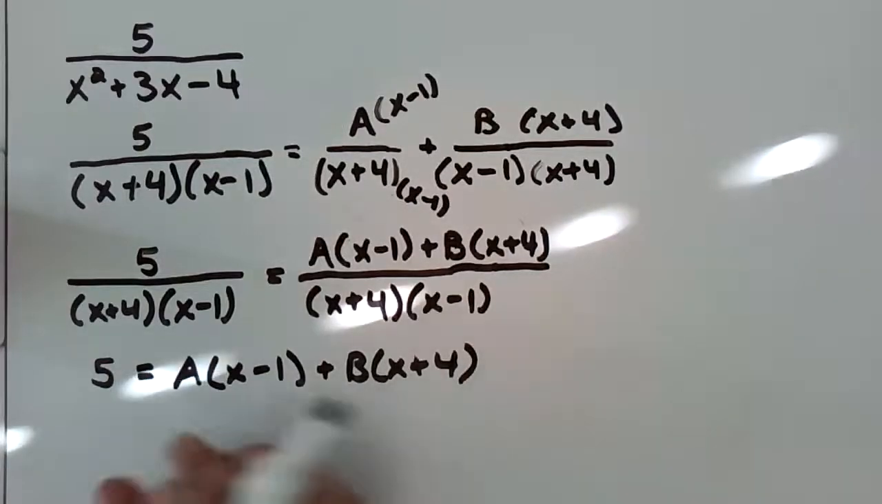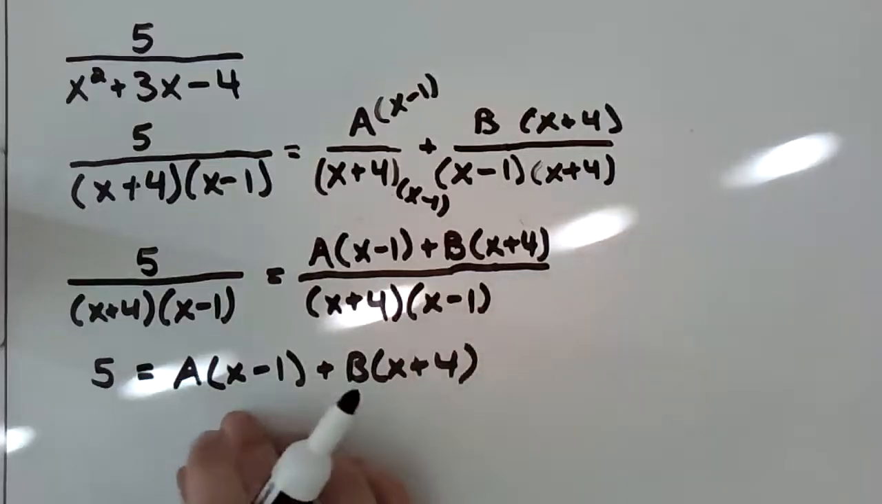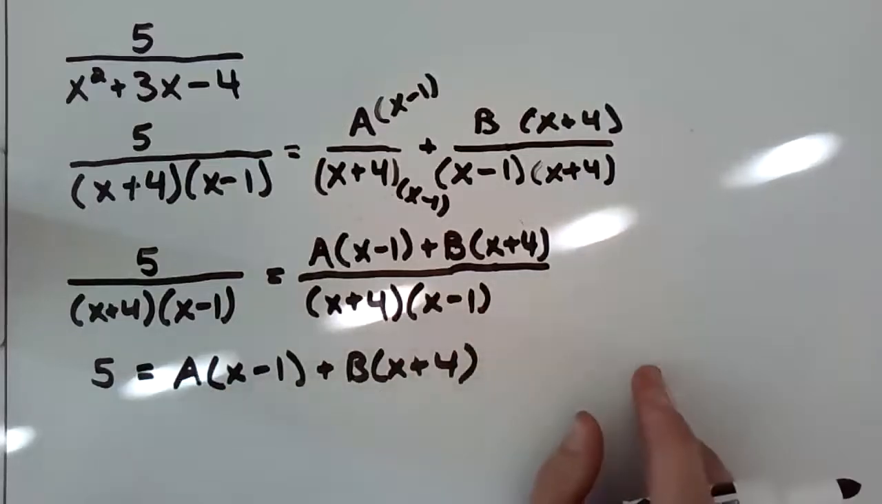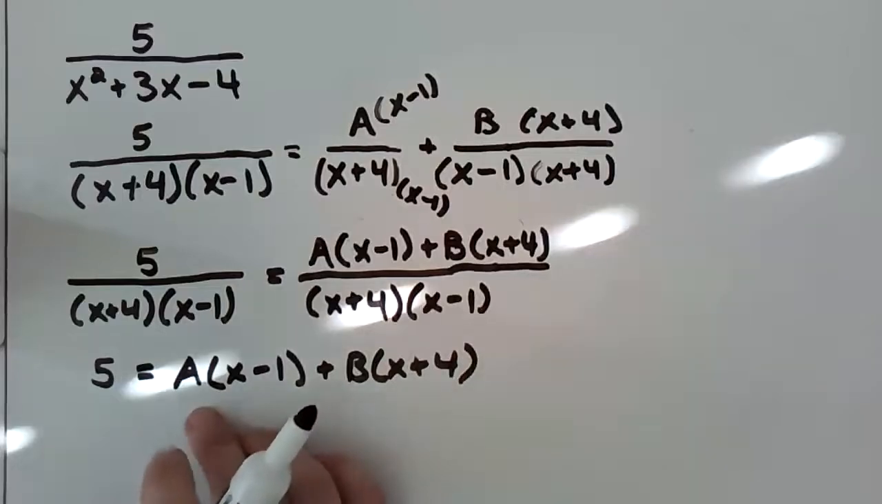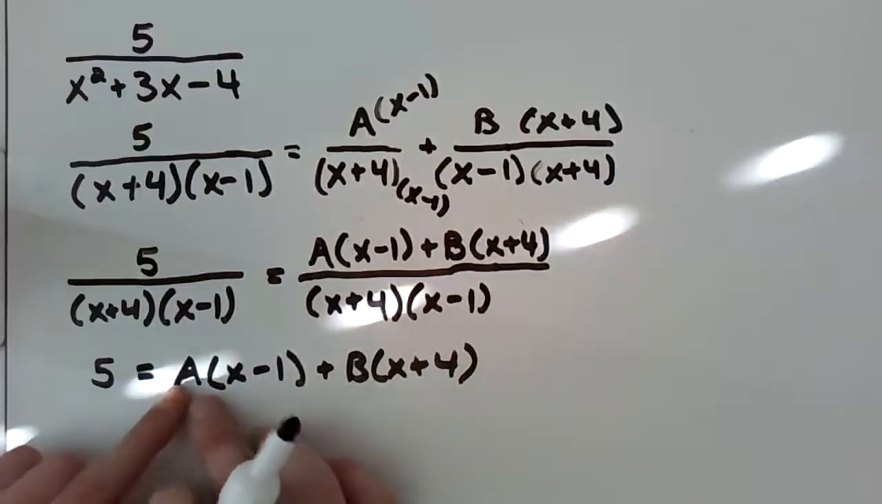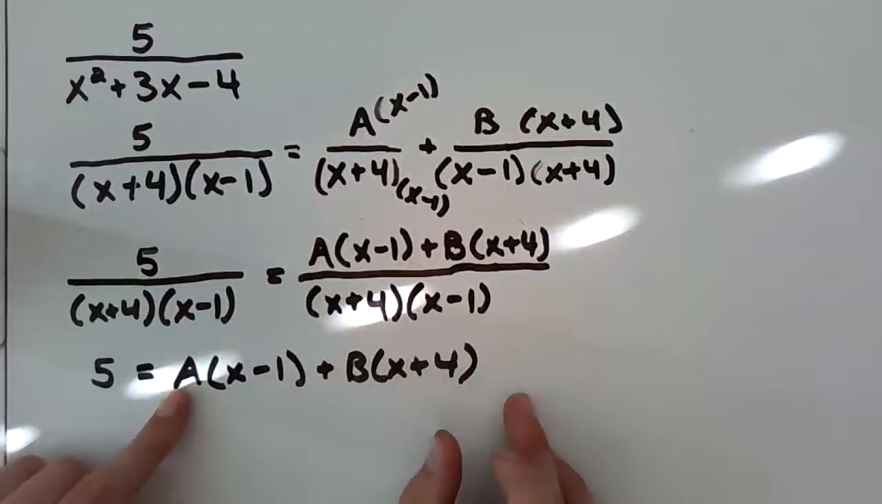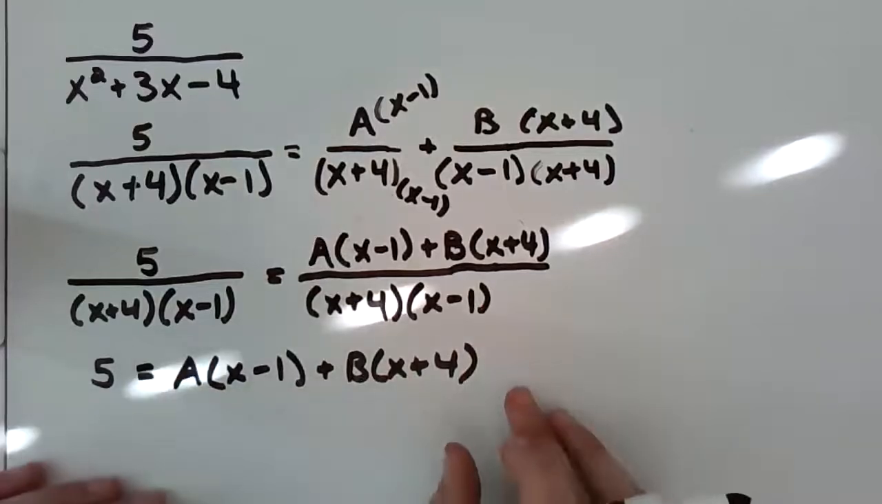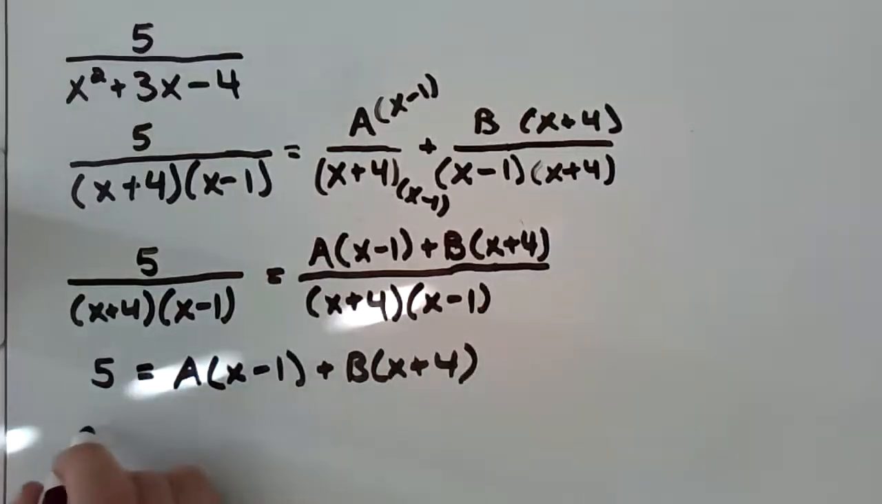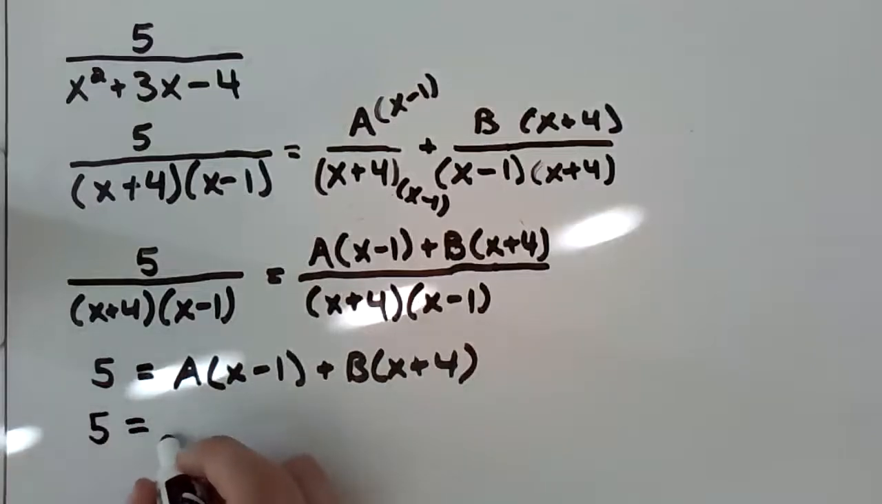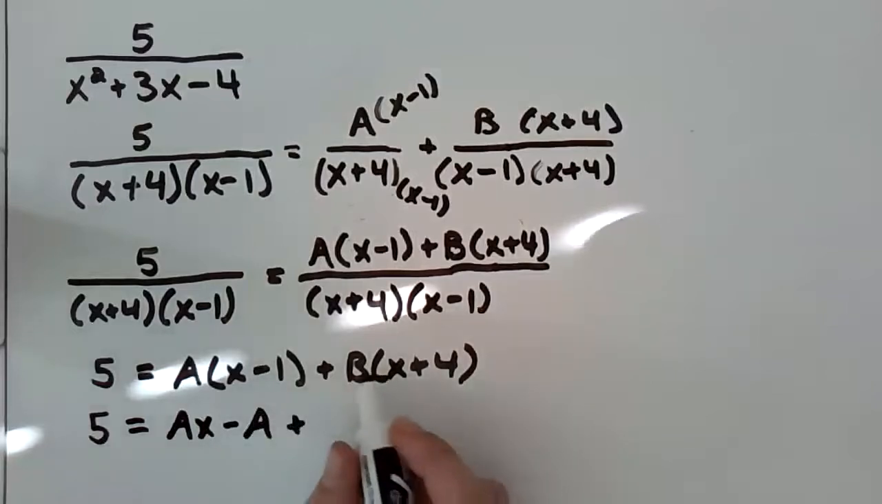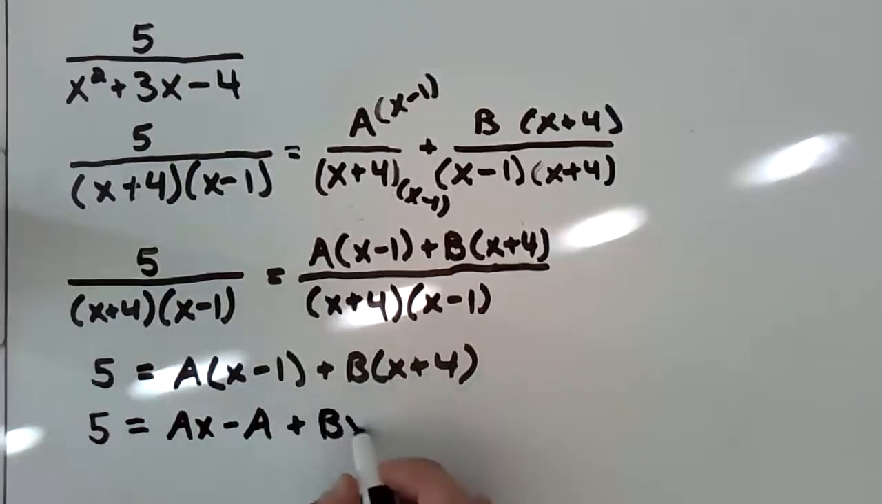So now we have basically one equation, two unknowns. The only way to remedy this is the fact that we have x's involved. And so what we can do is distribute the A in, distribute the B in, collect like terms, and then take another look and see what we can do. So first step was just to distribute the A. We'd have Ax minus A plus Bx plus 4B.